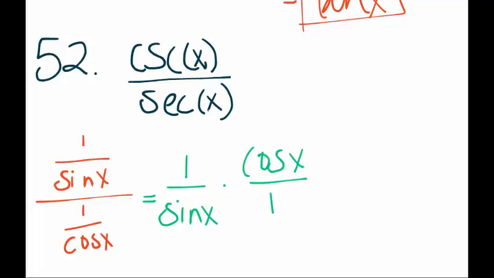So it's really 1 over sine of x times cosine of x. And a lot of the times we like multiplying by reciprocals because maybe something will cross out, it's going to divide out. I don't see anything that's going to divide out because cosine doesn't cross off with a sine.